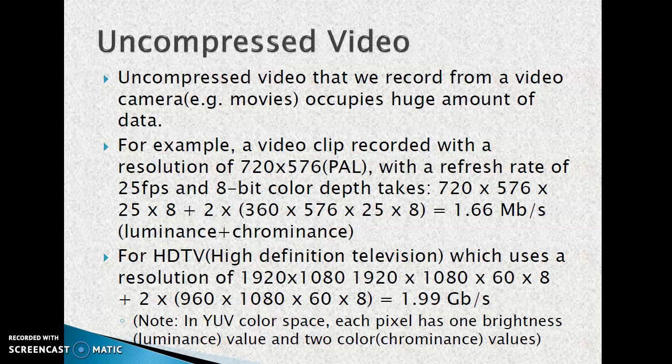Uncompressed video that we record from a video camera, for example movies, occupies a huge amount of data. For example, a simple video clip recorded with a resolution of 720 by 576 with the refresh rate of 25 frames per second and 8-bit color depth takes around, with the calculation you can see, 1.66 MB per second for luminance and chrominance. And for HD TV, that is high definition television, you can see with the calculation that it needs 1.99 GB per second. Note that in YUV color space, each pixel has one brightness, that is luminance value, and two color, that is chrominance values.